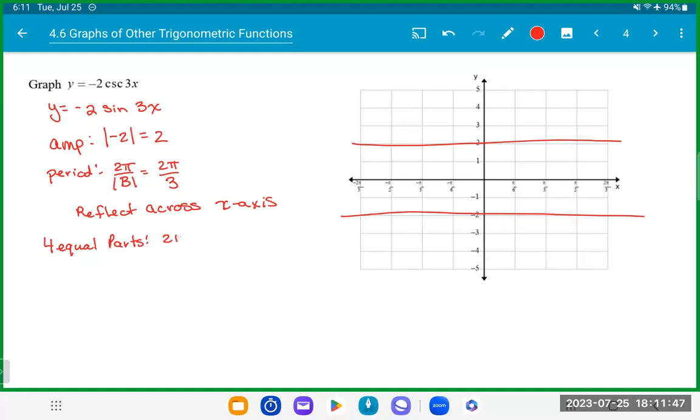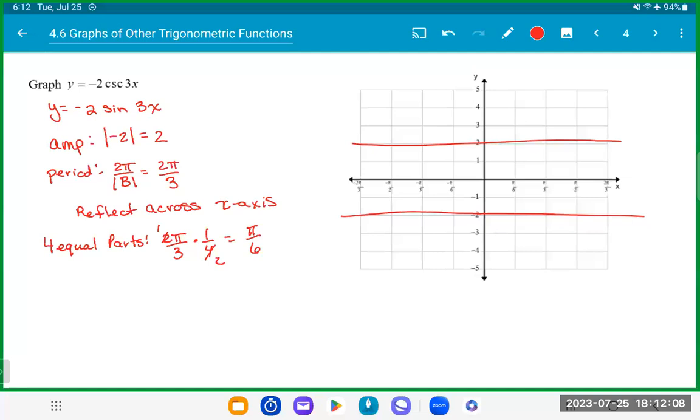Right? So we take our 2 pi over 3 divided by 4. That's the same as timesing it by 1 over 4. So that is going to give me every pi over 6 as my equal part. Okay?